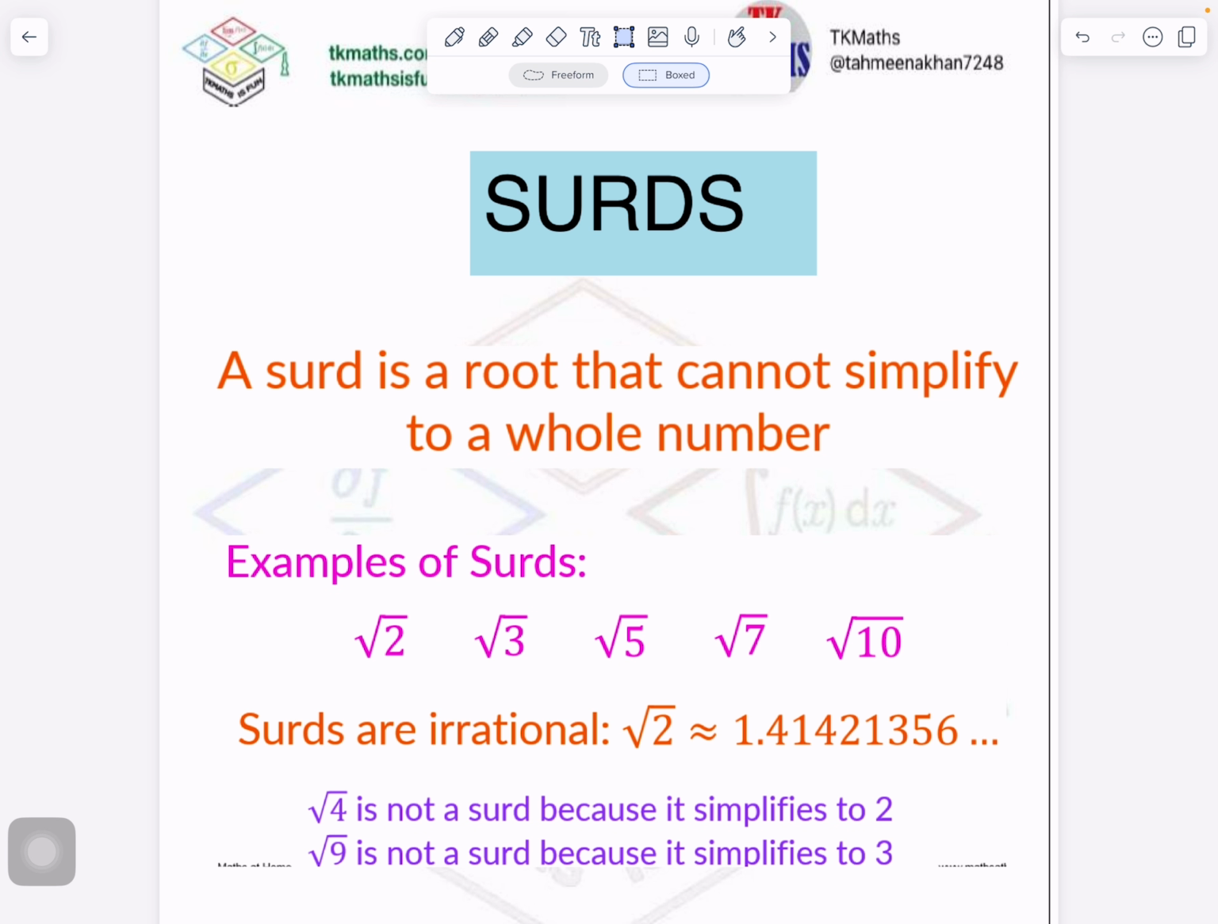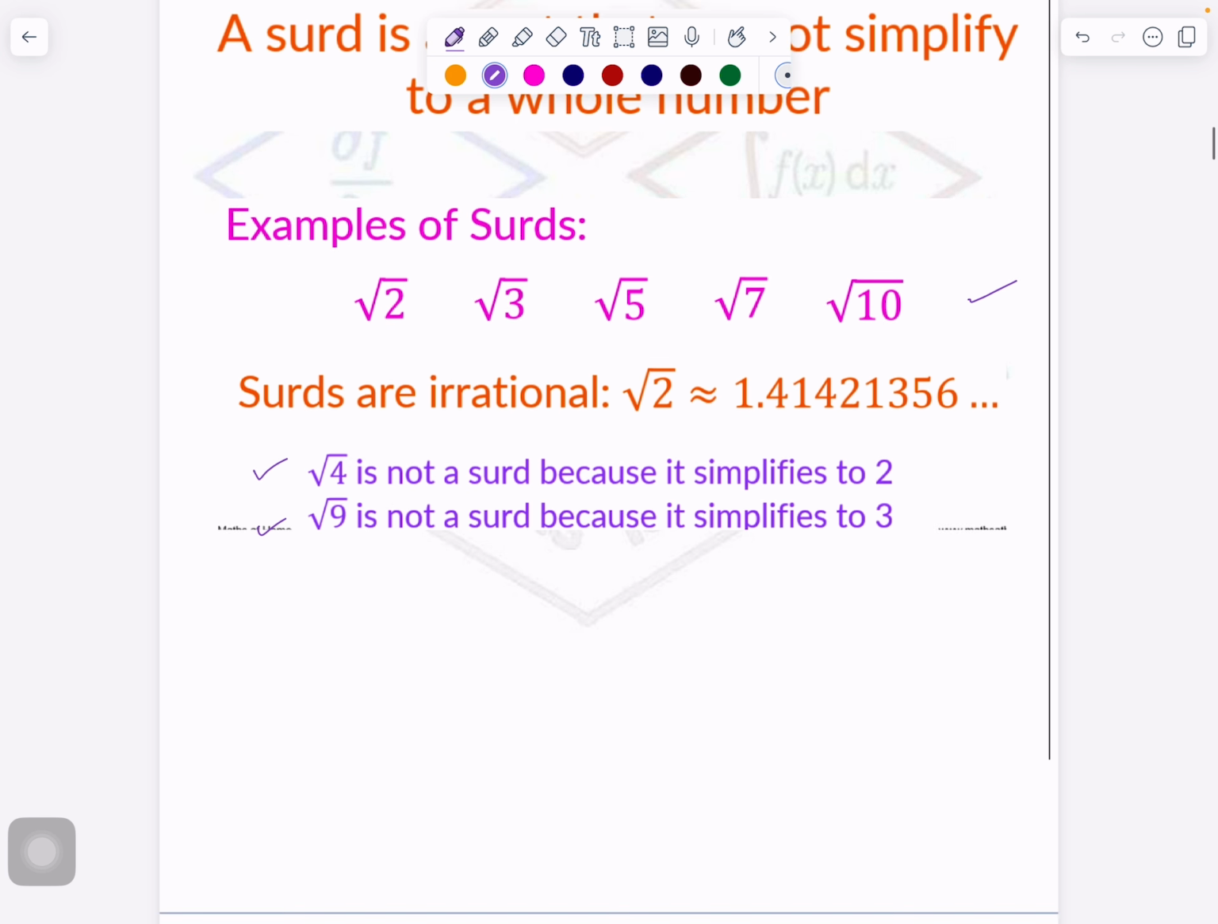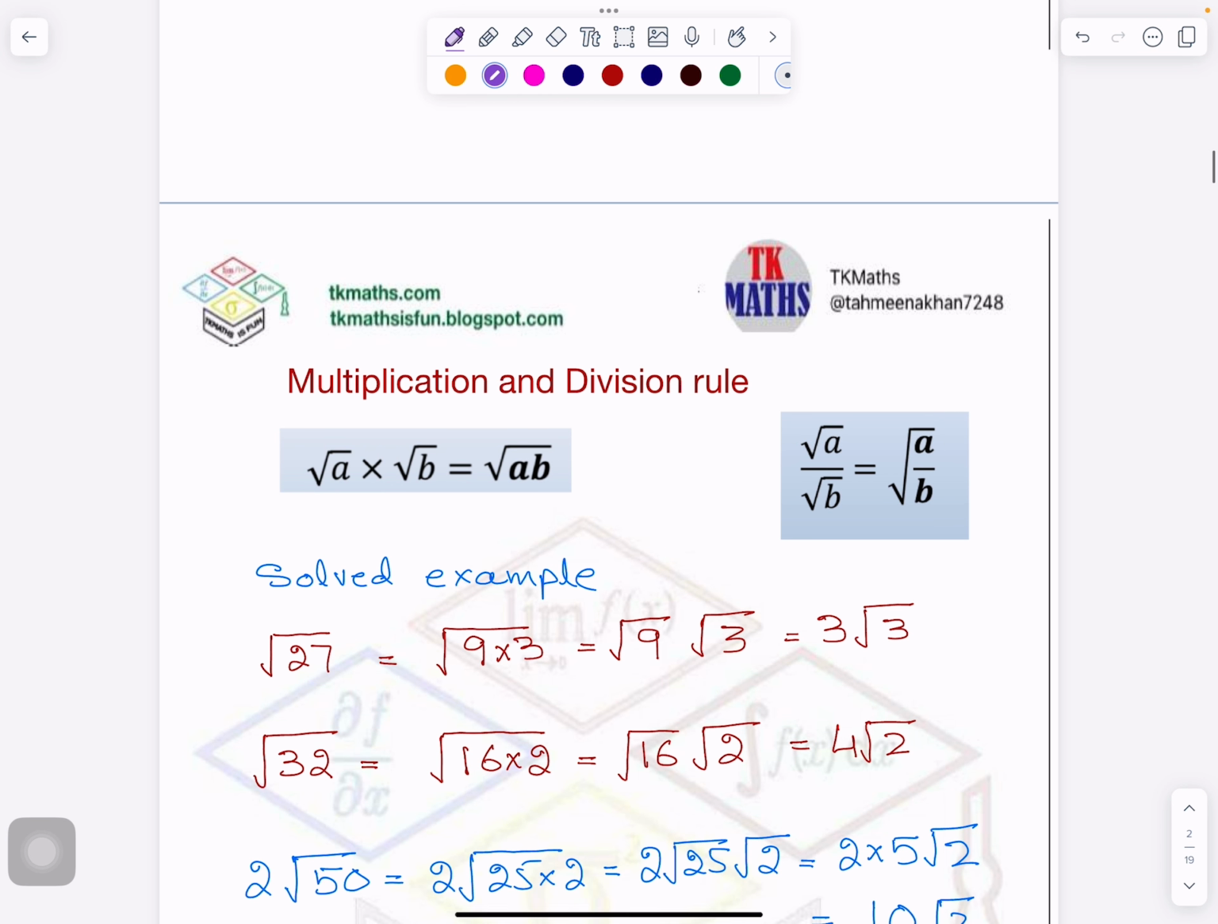So examples are given here for you. If you see this line, root 2, root 3, root 5, root 7, root 10, these cannot be simplified further, right? So these are called surds, and surds are irrational numbers. Whereas if you see root 4 and root 9, these are not surds. Why? Because root 4 is equal to 2 and root 9 is equal to 3. So we can simplify them and they can become rational numbers. So surds are those roots which cannot be simplified. Number one thing. Then we will see the rules.